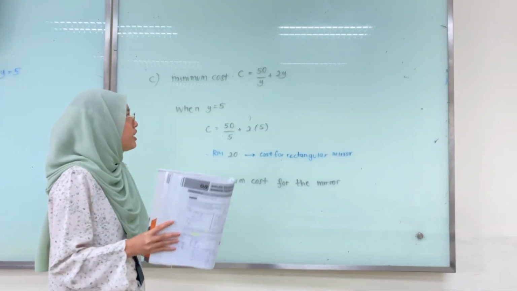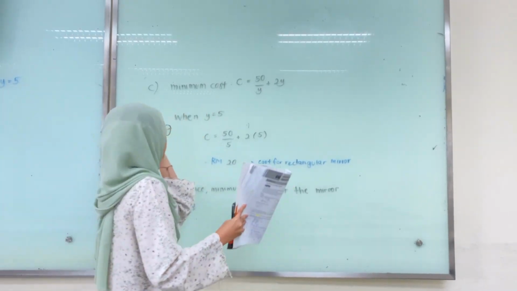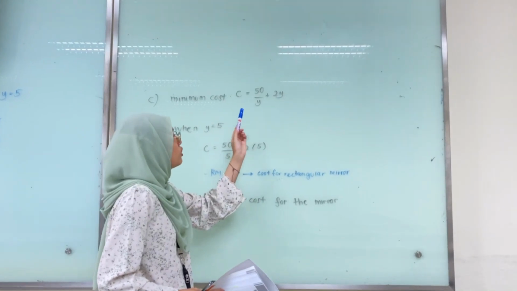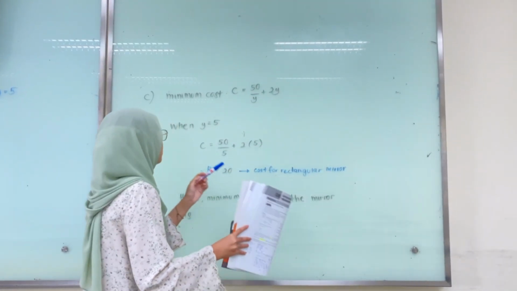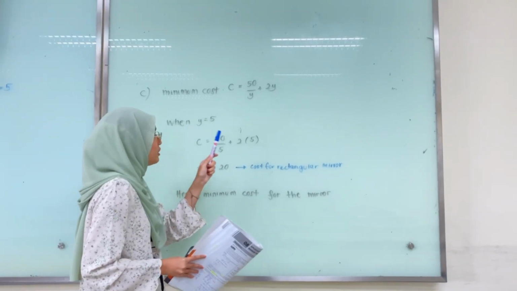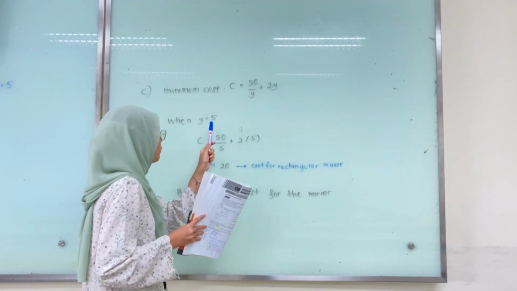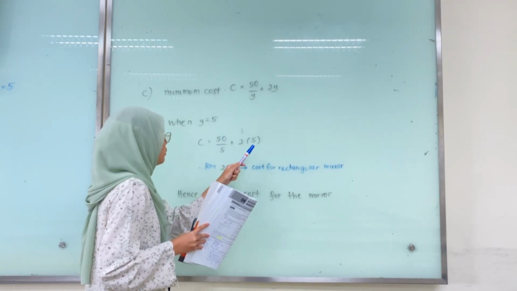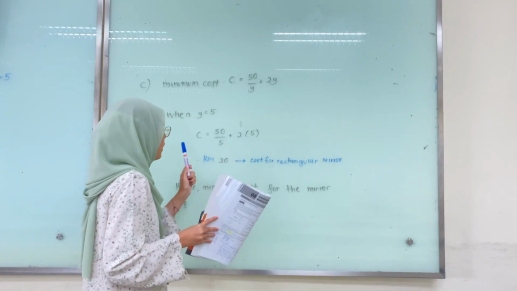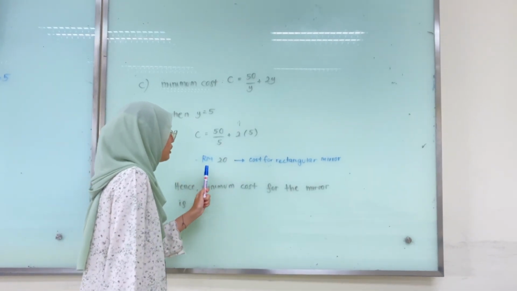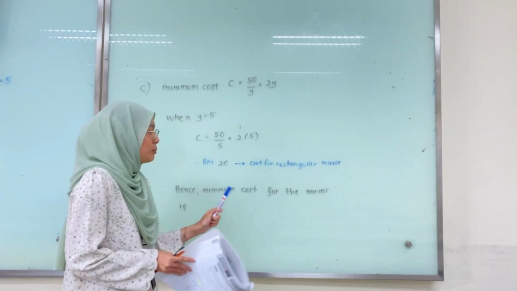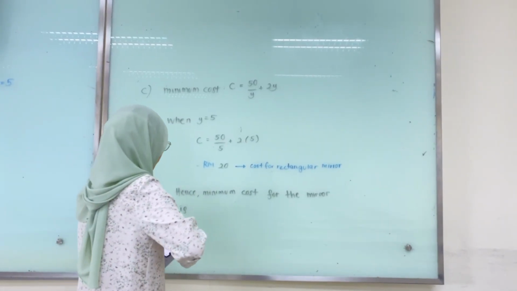So we know that the minimum cost for the rectangular mirror is C equals 50 over Y plus 2Y. When Y is equal to 5, we only need to substitute Y into this equation, which is C equals 50 over 5 plus 2 times 5. And then we get the final answer, which is 20 ringgit for the cost of the rectangular mirror. Hence, the minimum cost for the mirror is RM 20.